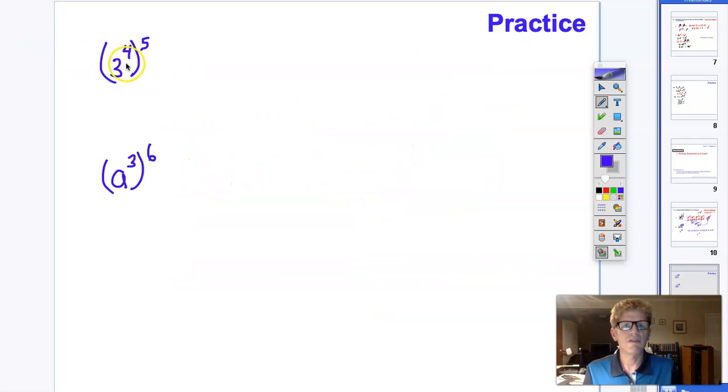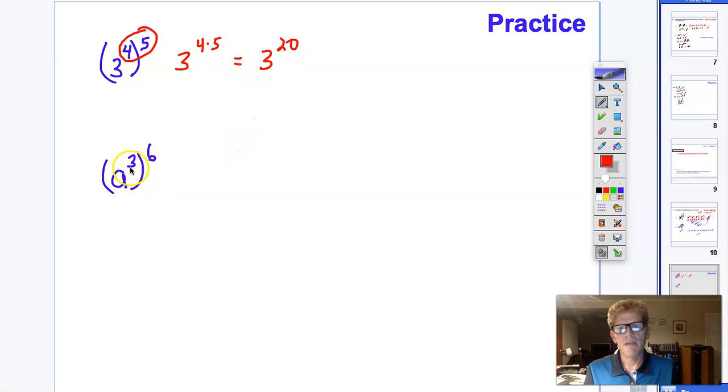Okay, so give this one a shot first, pause the video, and I'll give you the answer in just a moment. Pause now. The answer is 3 to the 4th to the 5th power. I'm going to multiply my exponents. 3 to the 4 times 5 power is 3 to the 20th.